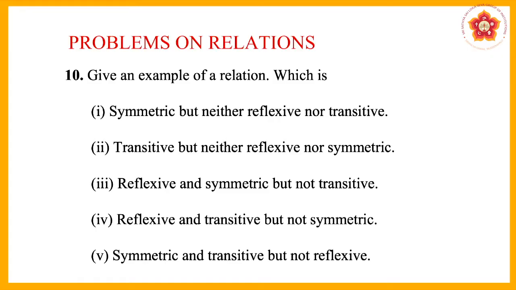Let us move to the next problem. Next one is a very interesting one. We have studied reflexive, symmetric, transitive. So the problems are such that, for example, the first one says, give an example of a relation which is symmetric but neither reflexive nor transitive. You can give any example.